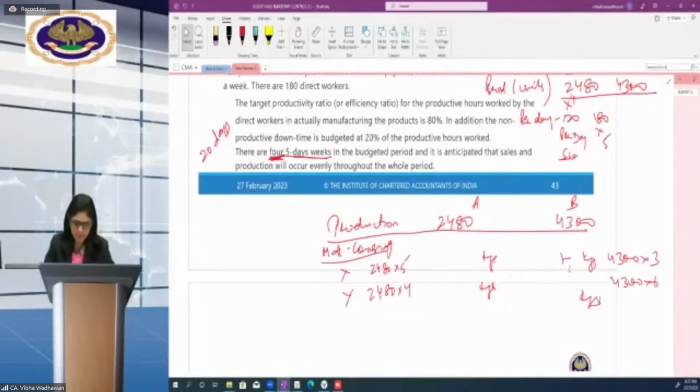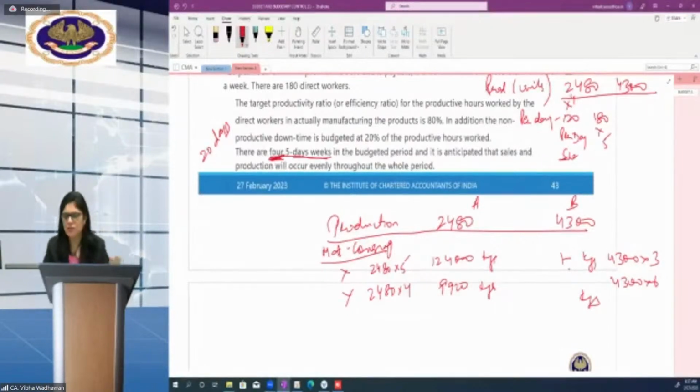Raw material consumption. 2480 into 5 is 12,400 kgs of material X to produce product A. 2480 into 4 is 9920 kgs of material Y to produce product A. So in product A, 12,400 and 9920 kgs of raw material are used.